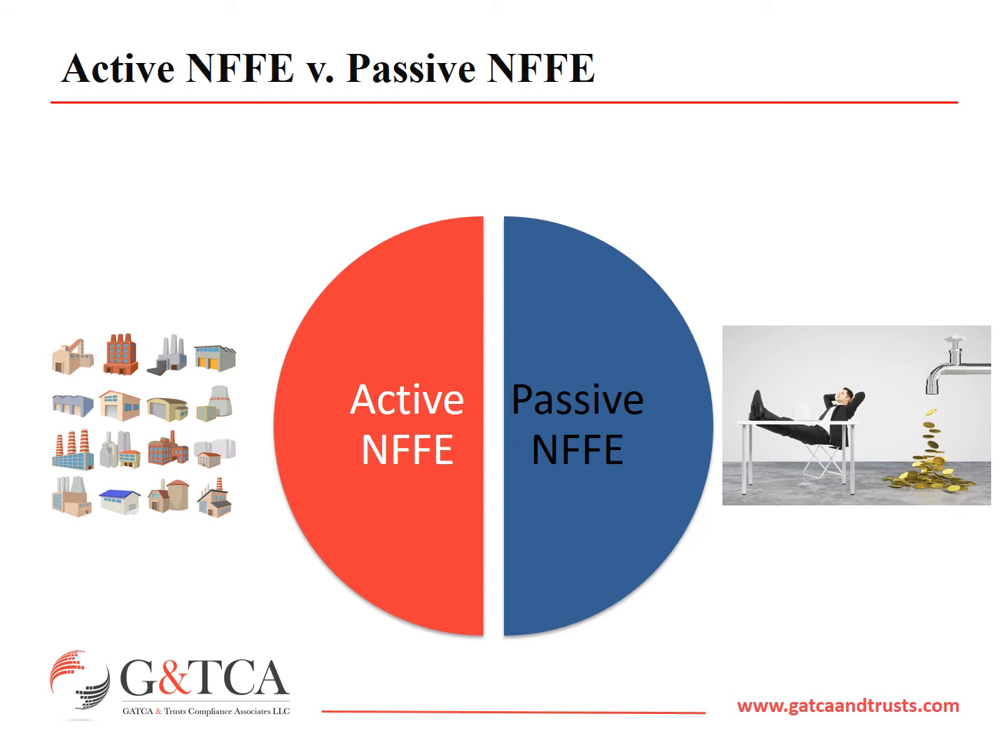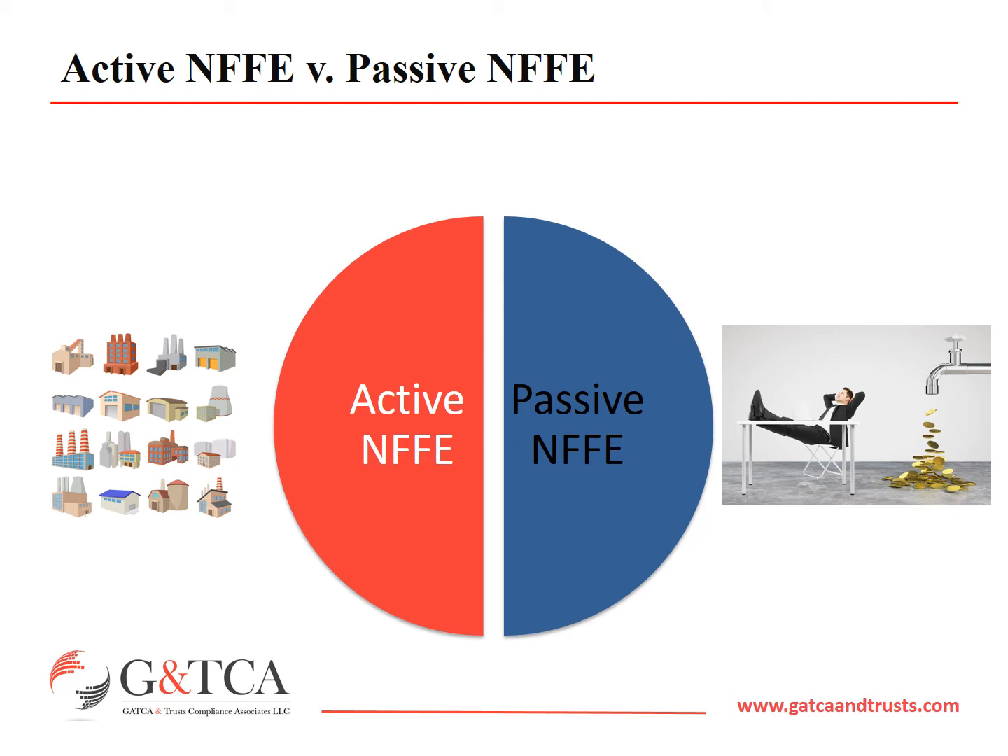NFFEs are further subdivided into two categories, so-called active NFFEs and passive NFFEs. In the entity classification training, we'll go into detail as to the distinction between active and passive NFFEs. There are quite a few categories of active NFFEs, but to keep things simple for the present presentation, think of an active NFFE as an operating company. It's an active business. As I say, there are other categories and we'll look at them later.